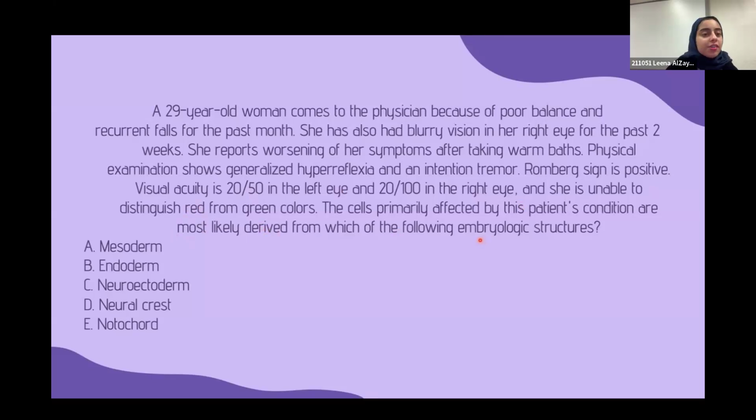So let's identify what cell, if you lose it, would cause hyperreflexia and intention tremor. What's the cell? It's a neuron. So the answer would be neurons. What are neurons derived from? They're neuroectoderm. Okay, so they are made up of the neuroectoderm. So the answer is C, correct?